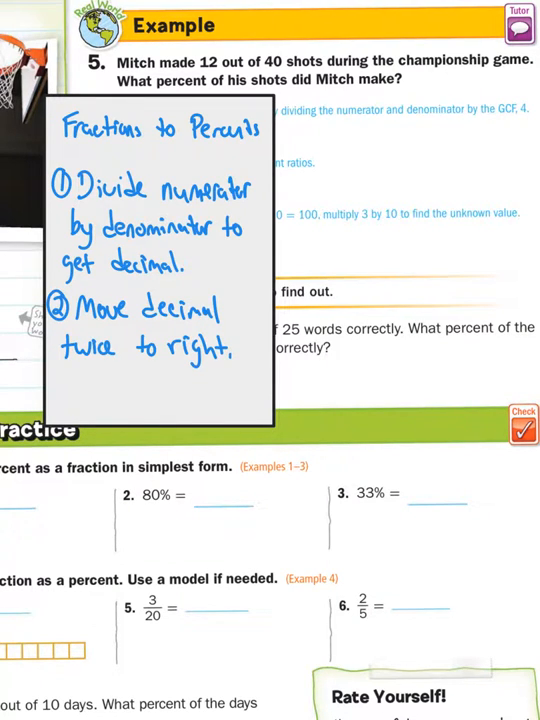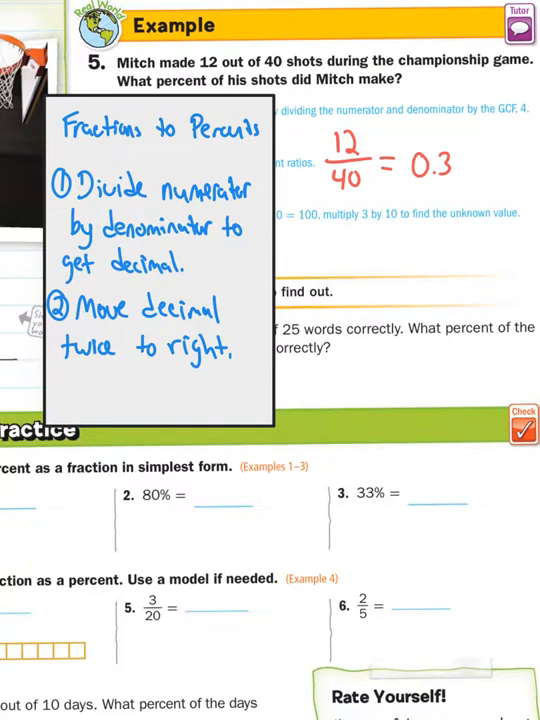Okay, so in example 5, it's going to give you a real-world problem where you might be changing fractions to percents. And this is going to involve basketball because this is something that they do in basketball. So this says Mitch made 12 out of 40 shots during the championship game. What percent of his shots did Mitch make? All right, so first off, when it says Mitch made 12 out of 40, that's the fraction 12/40ths. He made 12/40ths of his shots. So you start by dividing that, 12 divided by 40, and you get the decimal, 0.3.